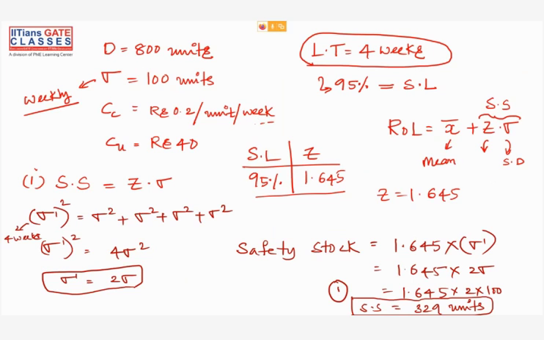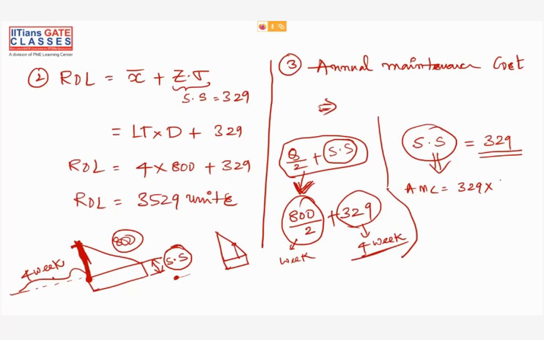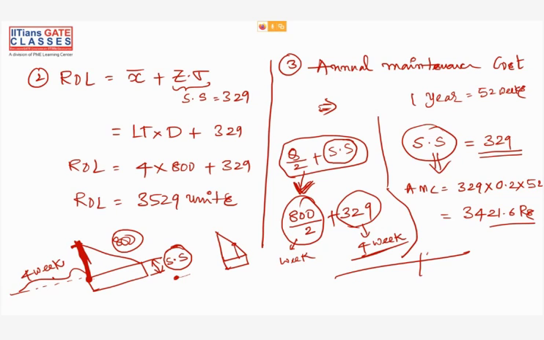He is saying per week, right? So you are doing into 2. It is weekly, but you want annual. So 1 year is equal to 52 weeks. So multiply by 52, converting this into annual. If you do this, the answer will be 3421.6 rupees. Of course, the last question is a little ambiguous.